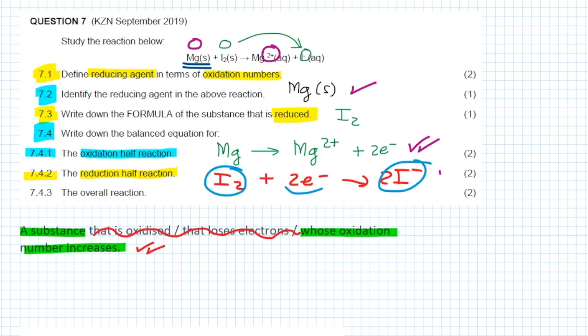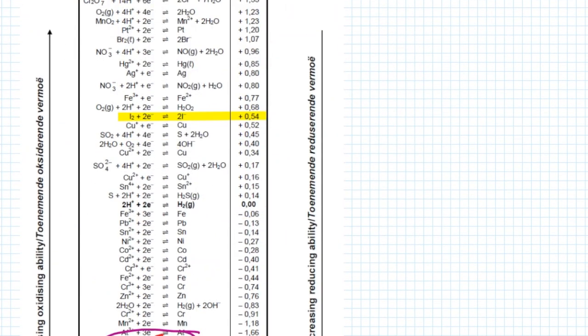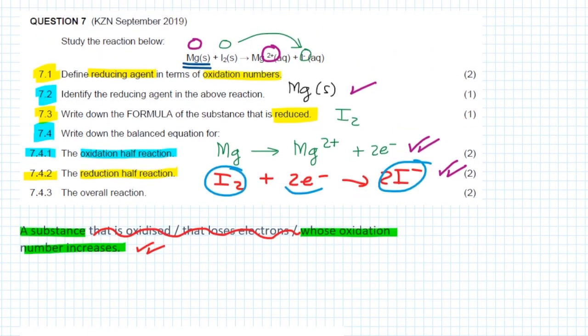For writing this down, you're going to get 2 marks, but I'd just like to show you that you can also find this in your table of standard reduction potentials. By the way, over here I'm making use of table 4A. So over here we have our substance. Remember, your oxidizing agents are written on the left-hand side. So here is I2. It's going to gain electrons and undergo reduction to form 2 iodine ions. And that is exactly what we wrote out at question 7.4.2.